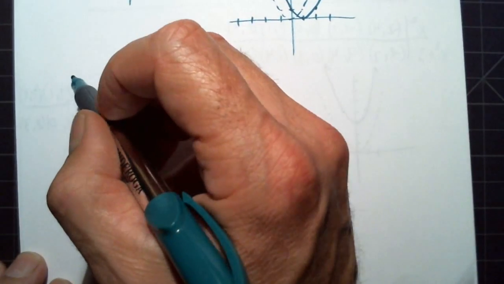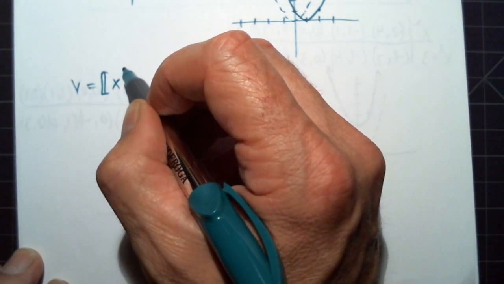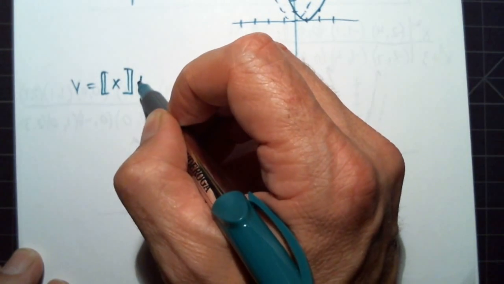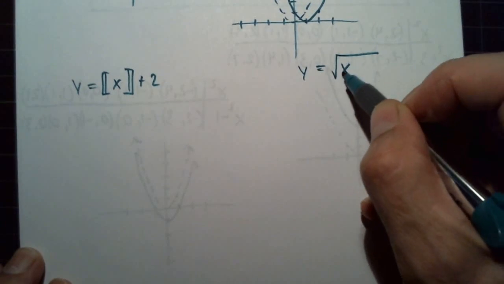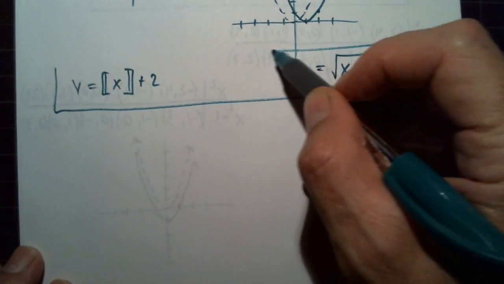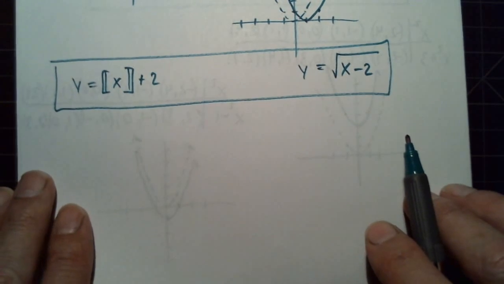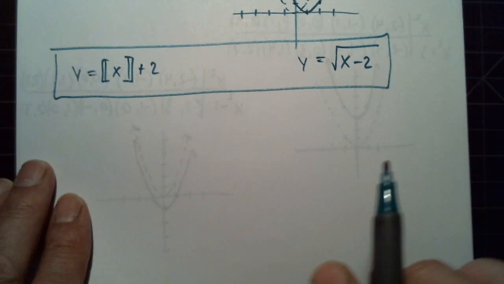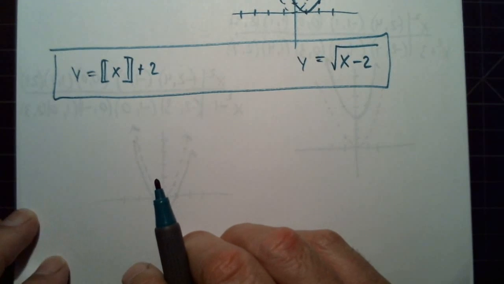So now we're going to graph a transformation of the greatest integer function, and let's also do a radical. So, this plus 2 and this minus 2, we already know what to do with that. We've seen that with the parabola. All we have to do is get the parent function points.